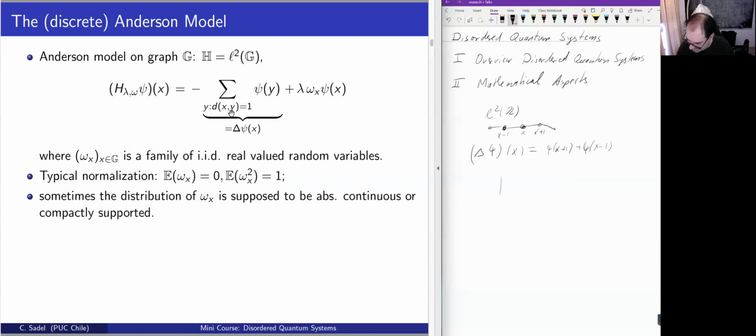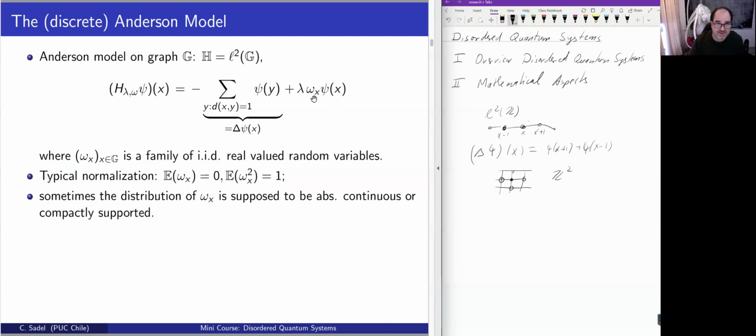And well, if you take Z2, for instance, then the graph structure we associate with Z2 is this type of edges parallel to the axes, right? And then every point has 4 neighbors, and so here you have a sum over the 4 neighbors. Okay.